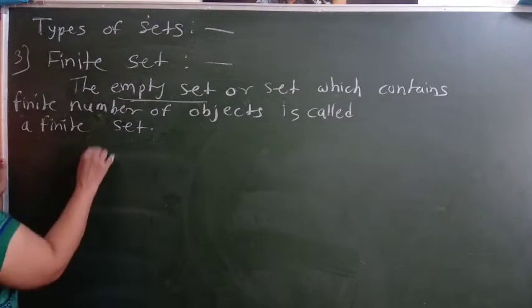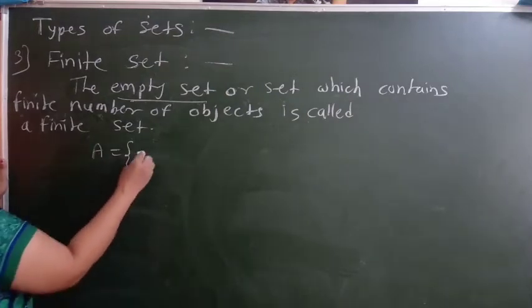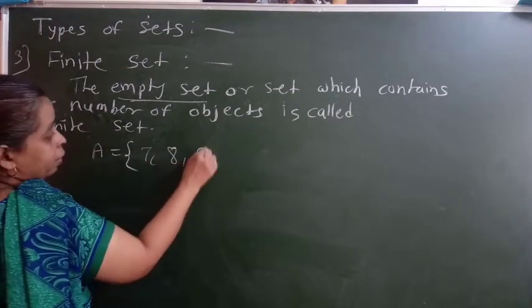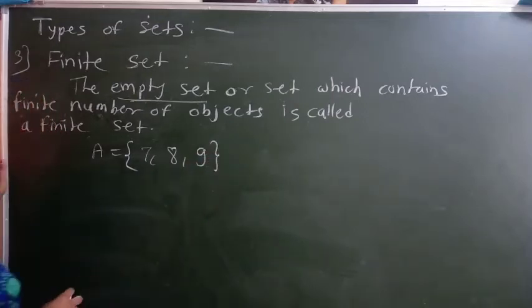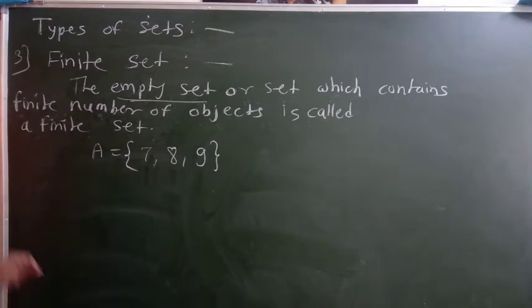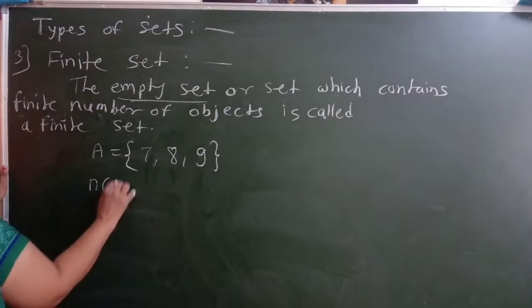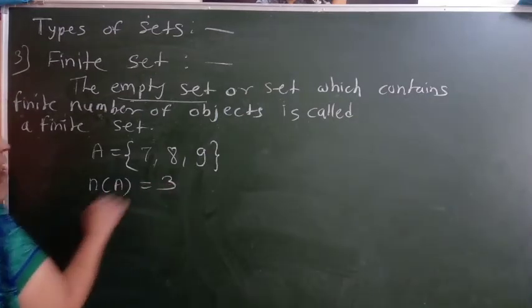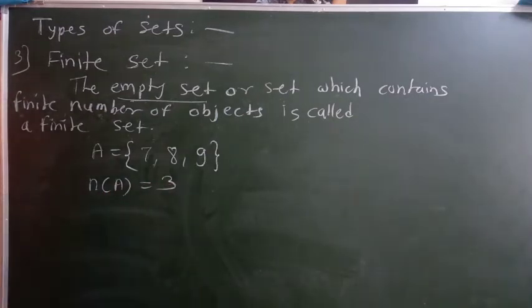So suppose here is A: 7, 8, 9. So elements you can count. This is the first element, this is the second element, this is the third element. So countable elements are present in that set. So this is a finite set. Or you can count how many numbers are there. So it is a finite set.